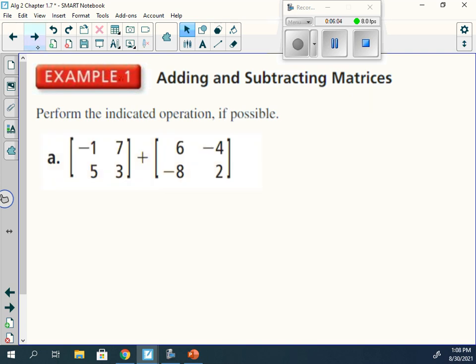All right, let's look at the next one here. So this here, we have a 2 by 2 and a 2 by 2. So we can add these here. So we'd have negative 1 plus 6.